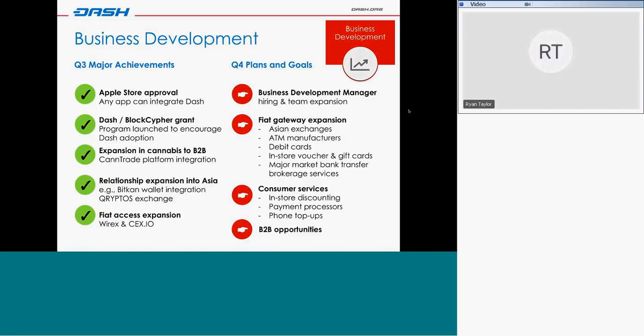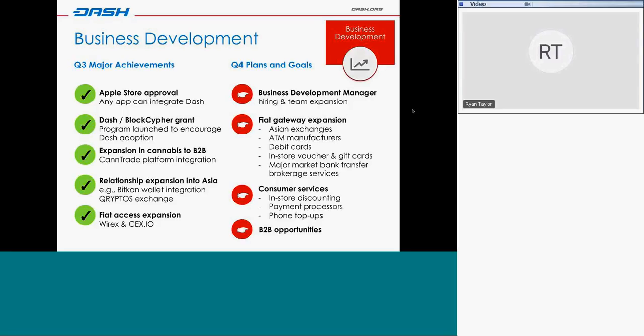Fiat access remains a focus for us, especially when it comes to building new capabilities. We signed agreements with a number of new partners that will expand fiat access, and many of these will be announced by the end of the quarter. One of the most critical here is having a free bank transfer brokerage service in major markets. This is an area that we have really focused on to make it as easy as possible for people to sign up, transfer funds, and buy Dash without knowing how to trade.